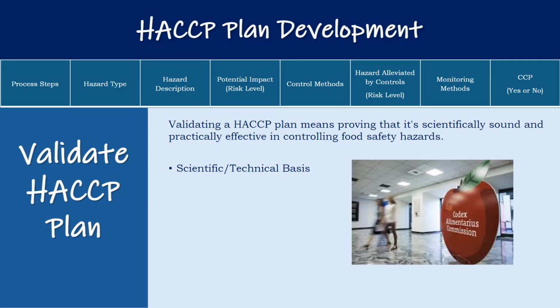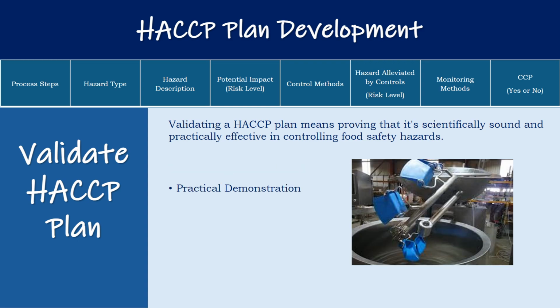Scientific and technical basis validation requires evidence that the HACCP plan's procedures are systematically and technically capable of controlling identified hazards. This may involve using research, published literature, or conducting specific studies to support the chosen control measures. Practical demonstration: the plan must be shown to work in practice through in-plant validation studies. This involves monitoring and evaluating the effectiveness of the plan during actual production, including collecting data on temperatures, times, and other critical parameters.